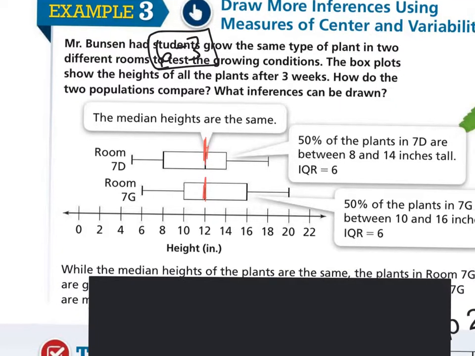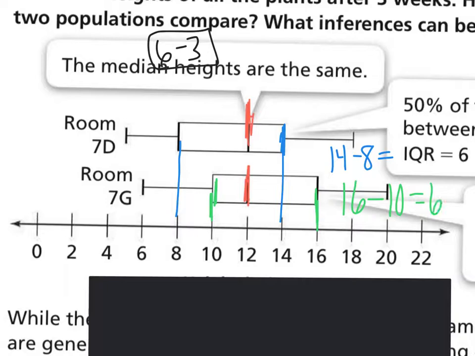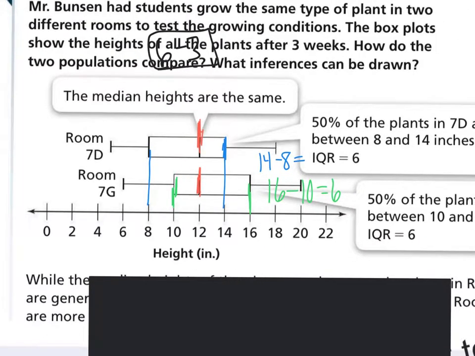We can look at the interquartile range. Interquartile range is again the difference between the upper and lower quartiles, or the third and first quartiles. So here we're looking at 14 minus 8 is how they got 6 there for the interquartile range. That's for room 7D. For room 7G, we would be doing 16 minus 10, which has an interquartile range of 6. So both of them have an interquartile range of 6, so the middle 50% of the plants is spread out just the same in both cases.